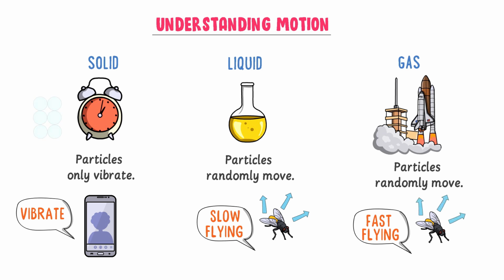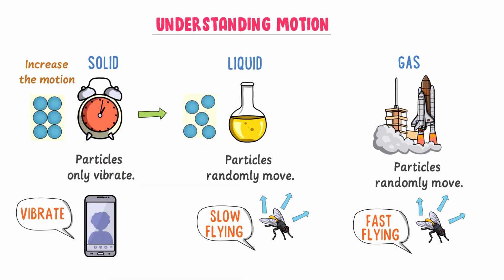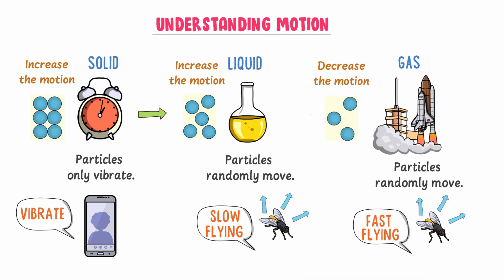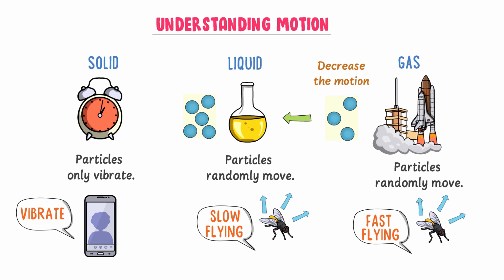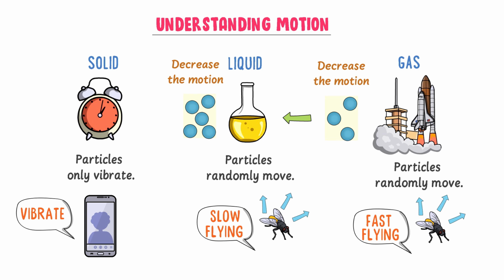Now listen carefully. If we increase the motion of solid particles, a solid will change its physical state to a liquid. Secondly, if we increase the motion of liquid particles, a liquid will change its physical state to a gas. On the other hand, if we decrease the motion of gas particles, a gas will change its physical state to a liquid. Similarly, if we decrease the motion of liquid particles, a liquid will change its physical state to a solid.